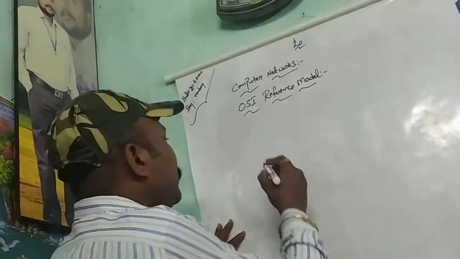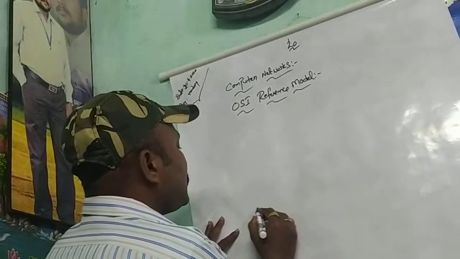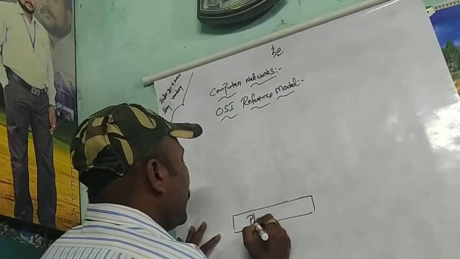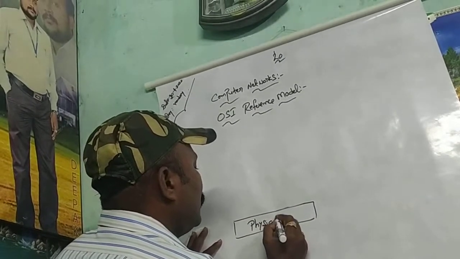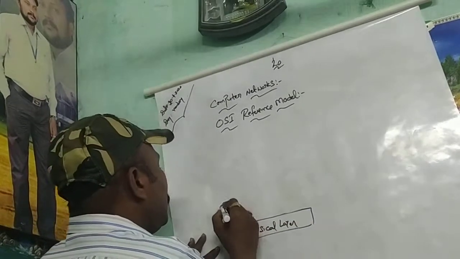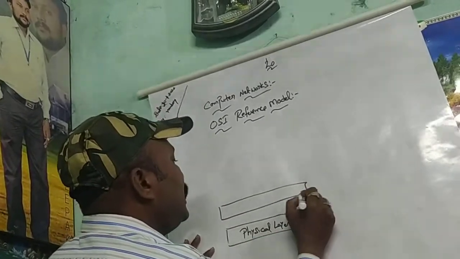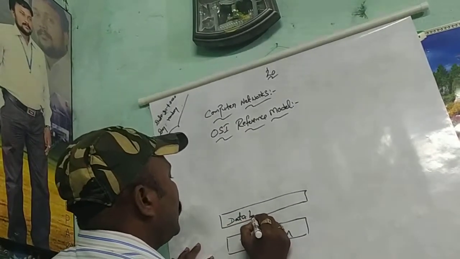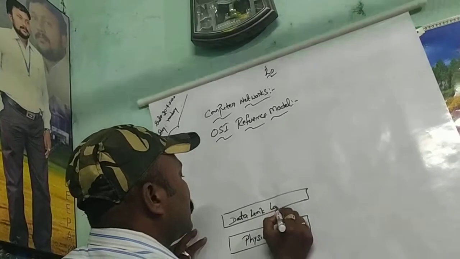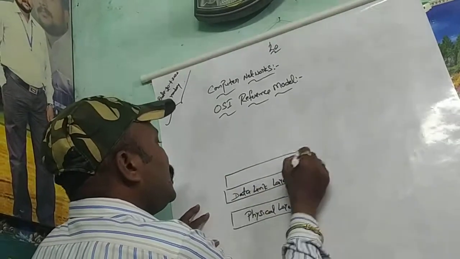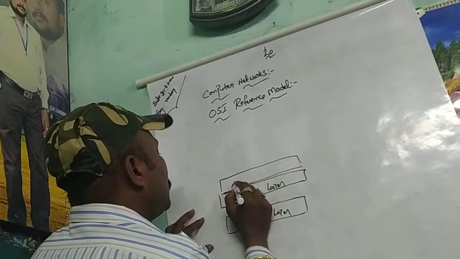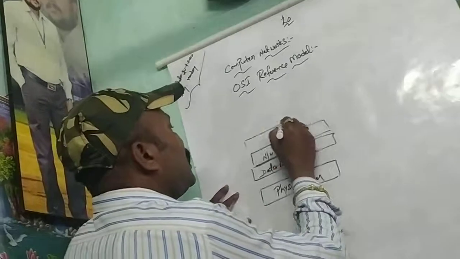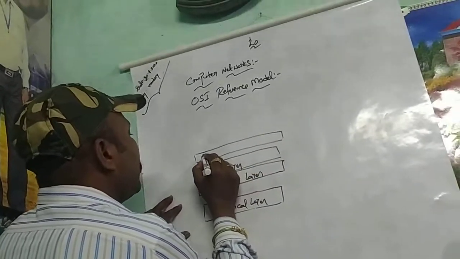Now I'll write one by one. So it has how many layers? 7 layers. What is the first one? Physical layer. What is the second one? Data link layer. What is the next one? Network layer. What is the next one? Transport layer.